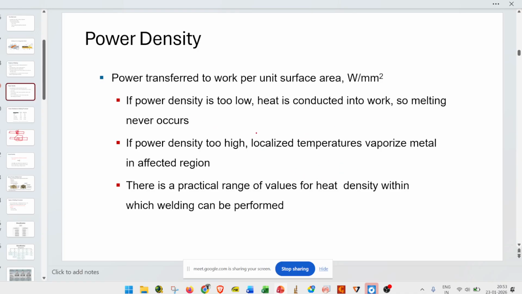Similarly, what we have discussed: if power density is too low, the heat may not be enough to completely melt the material, so melting never occurs. If power density is too high, it will simply evaporate the material, and no melting will take place. This is something we can encounter in the case of laser welding and so on.